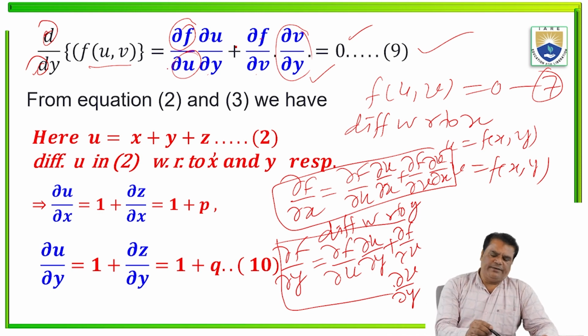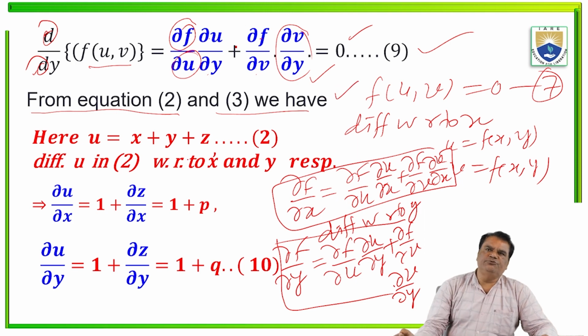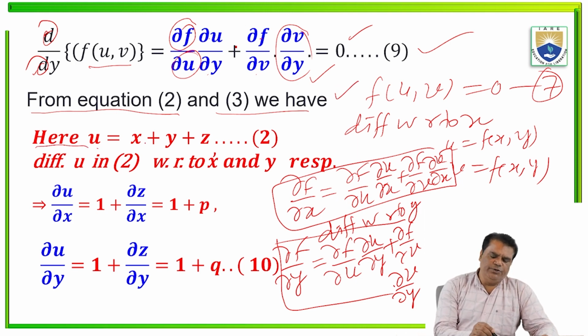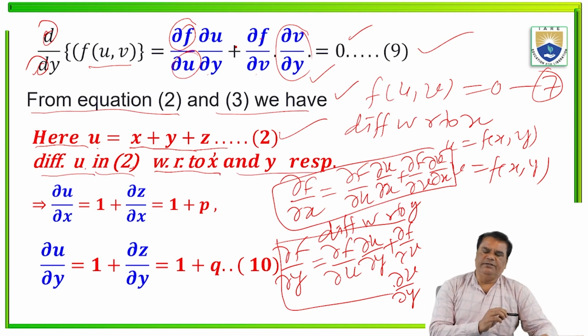This formula applies here. Now from equations 2 and 3 we have, what is in equation 2? Here u is x plus y plus z, this is equation 2. Now differentiating u with respect to x and y respectively. First we differentiate u with respect to x, keeping y constant. z is not constant, z is a function of x and y, so we can differentiate z with respect to x and with respect to y.